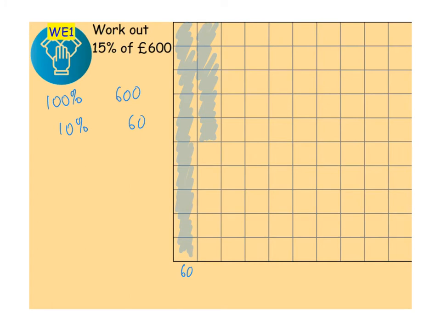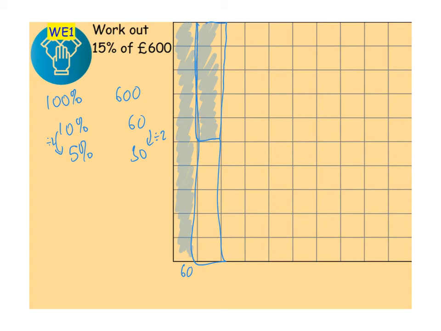And 5%, I'm sure you can see from the diagram, which is this bit here, is half of the 10%. You can see that they're the same amount in both parts there, the shaded and unshaded parts. So if it's half of the whole 10%, then 5% can be found by halving the 10%. And if I halve 60, which was the 10%, then I get 30.